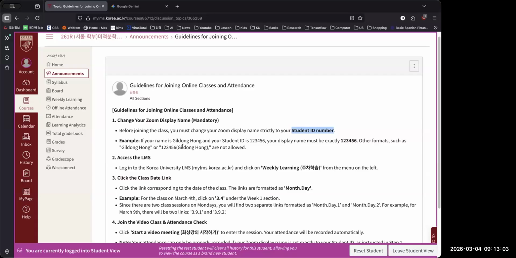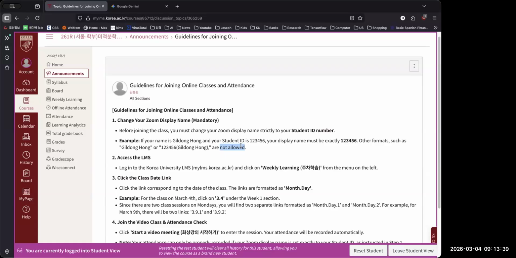So for example, if your name is Gil Dong Hong and if your student ID number is 123456, then please use only this ID number as your display name. Other formats like your name or combination of the student ID number with your name are not allowed. So if you mix this information, I cannot check the attendance.